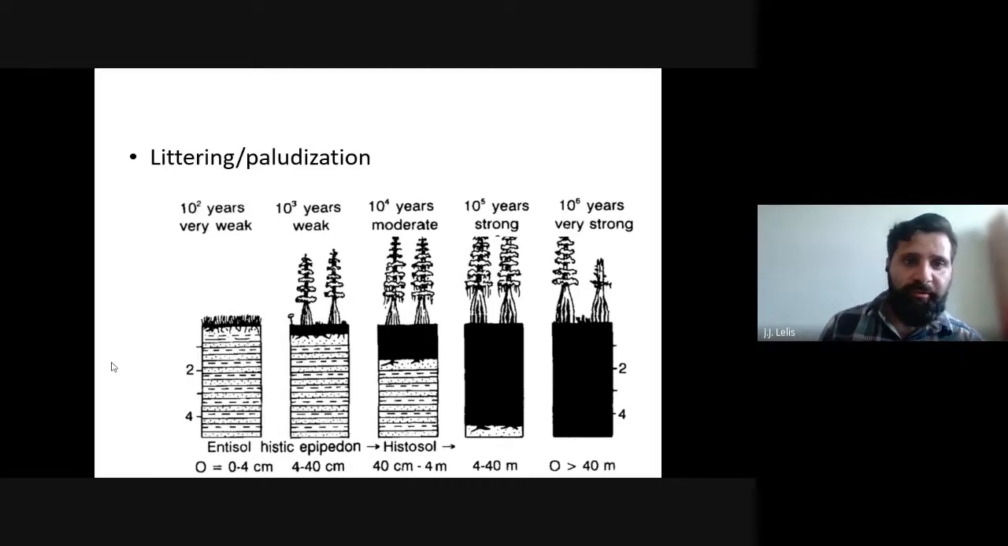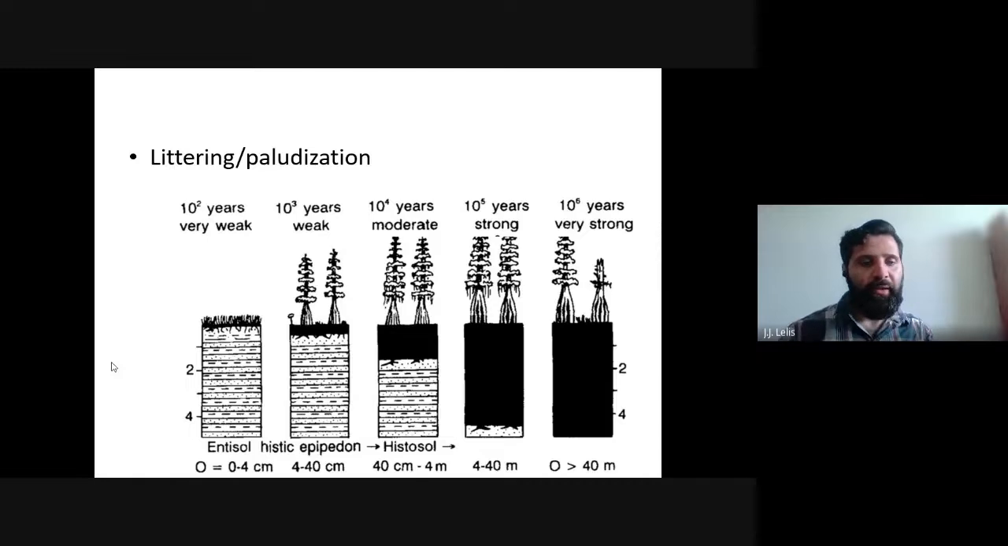Other processes, littering and paludization, are processes related to the accumulation of organic matter on the surface, which produce an organic horizon that we can call O or H, depending on the system that we are using. Soil Taxonomy only uses O, and WRB and the Brazilian soil classification system use O and H symbols.